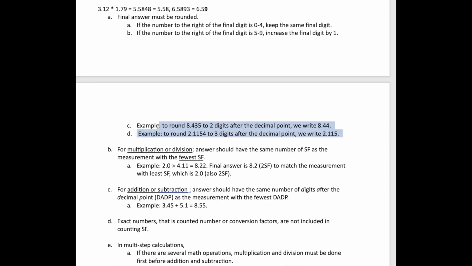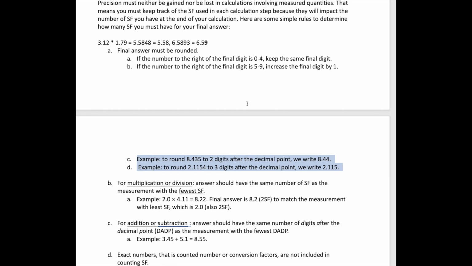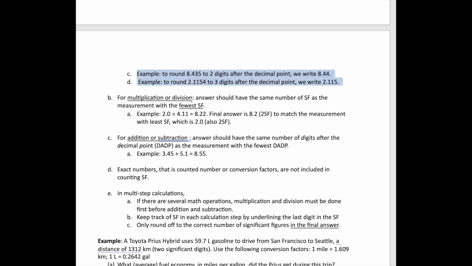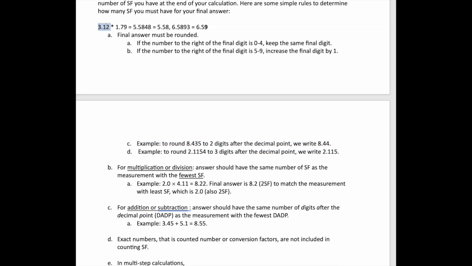A couple of examples here for you to think through if you're having difficulty with rounding. Now, these two are the actual rules for significant figures. The multiplication and division rule is that we want to keep track and give our answer to the same number of significant figures as the measurement with the fewest significant figures.